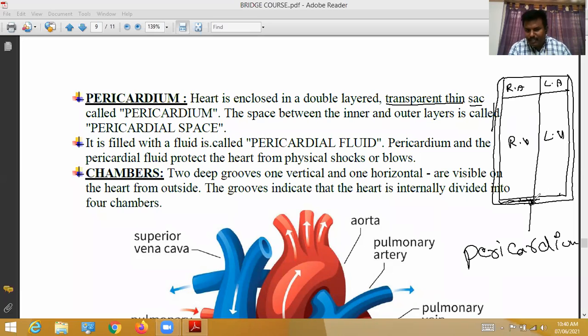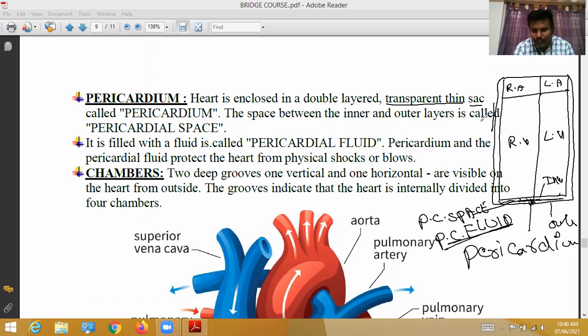This is called the inner layer and this is called the outer layer. In between the two layers, there is a space that is called pericardial space. This space is filled with a fluid, and that fluid is called pericardial fluid. So the space between the inner and outer layers is called pericardial space, and it is filled with pericardial fluid.